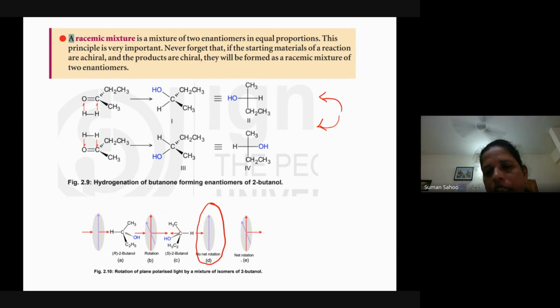If we have an unequal contribution of enantiomers, that is, one enantiomer is not 50 and the other is not 50, say 60/40, then we would have a rotation, but it would not be equal to the rotation of the pure enantiomer.